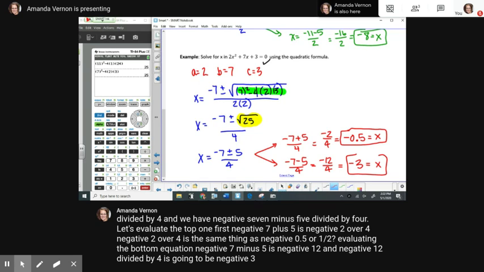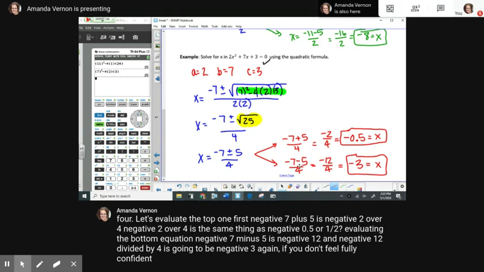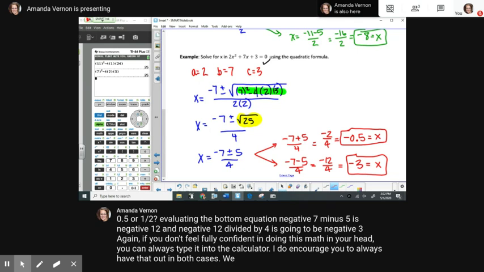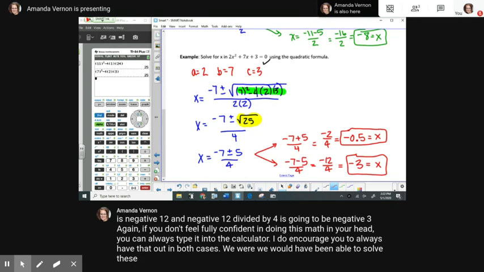Again, if you don't feel fully confident in doing this math in your head, you can always type it into the calculator. I do encourage you to always have that out. In both cases, we would have been able to solve these by factoring. However, sometimes it's just nice to use the quadratic formula.